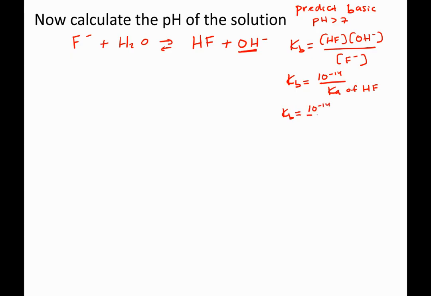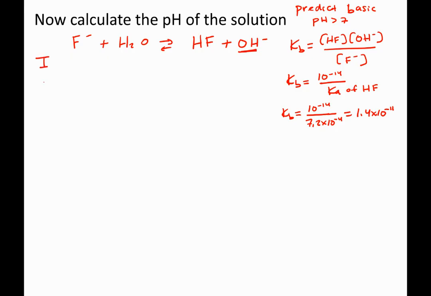Kb is 10 to the minus 14 over the Ka of HF, which is 7.2 times 10 to the minus 4. And so the Kb for the fluoride ion is a really small number. It is 1.4 times 10 to the minus 11. Right, so the small x approximation will really come into play here.